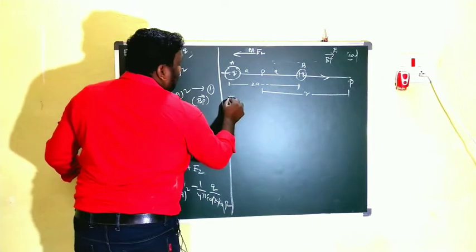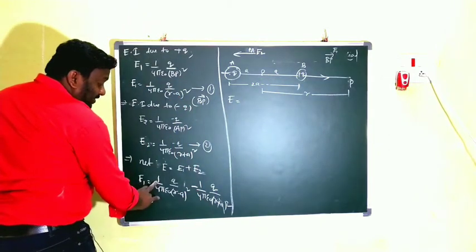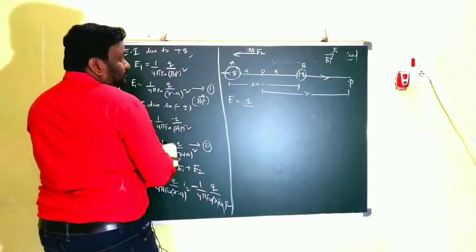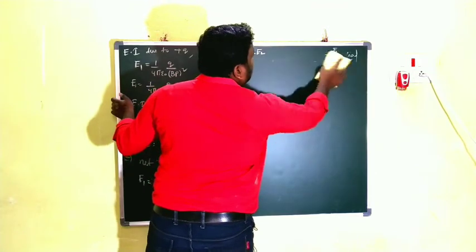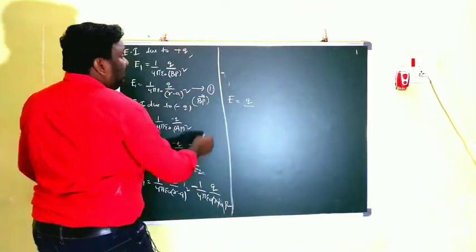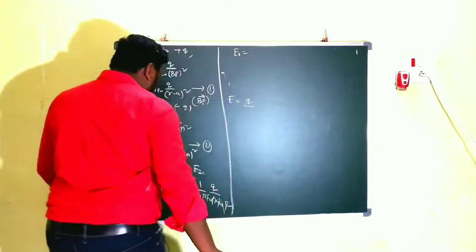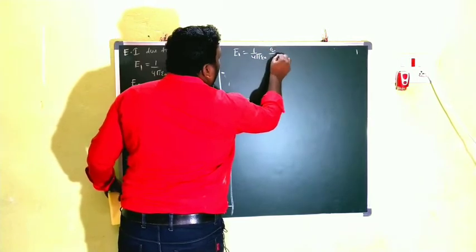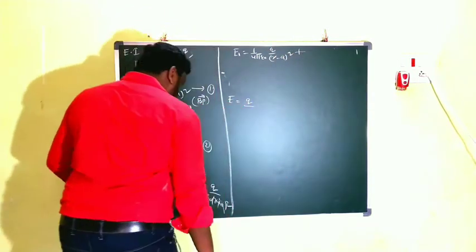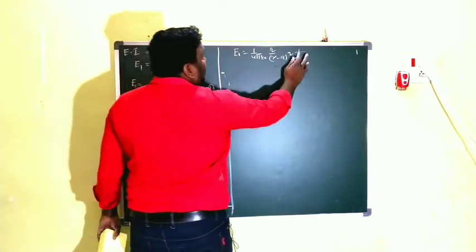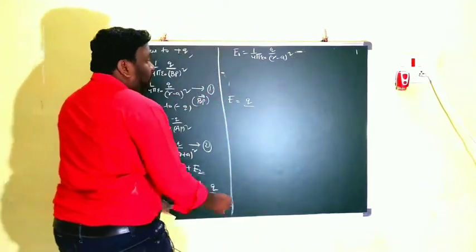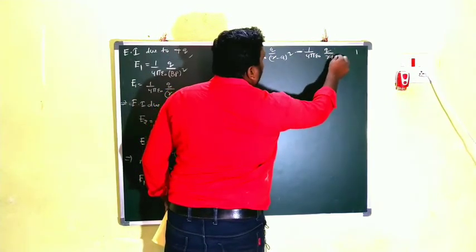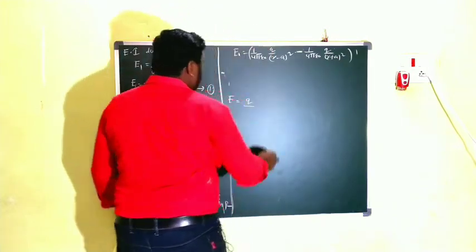Now, in this equation, what do we take? E is equal to 1 by 4 pi epsilon, q is common. So again I am writing here, E1 is equal to 1 by 4 pi epsilon naught, q by (r minus a) whole square, plus, again minus, 1 by 4 pi epsilon naught into q by (r plus a) whole square. So this is the equation.